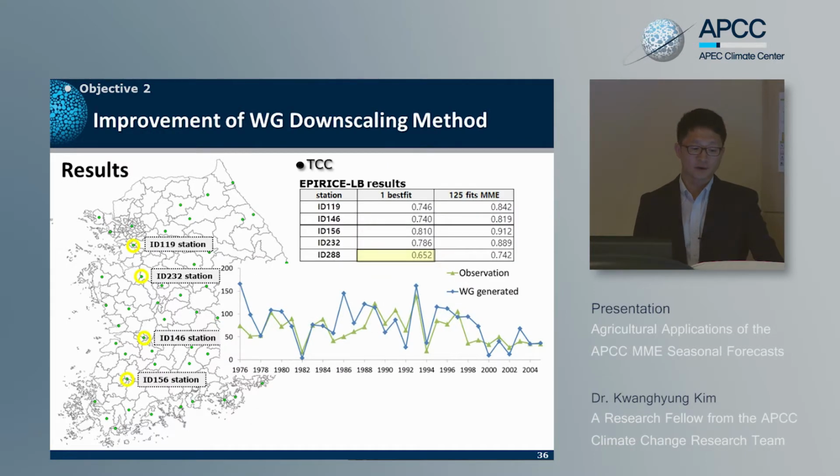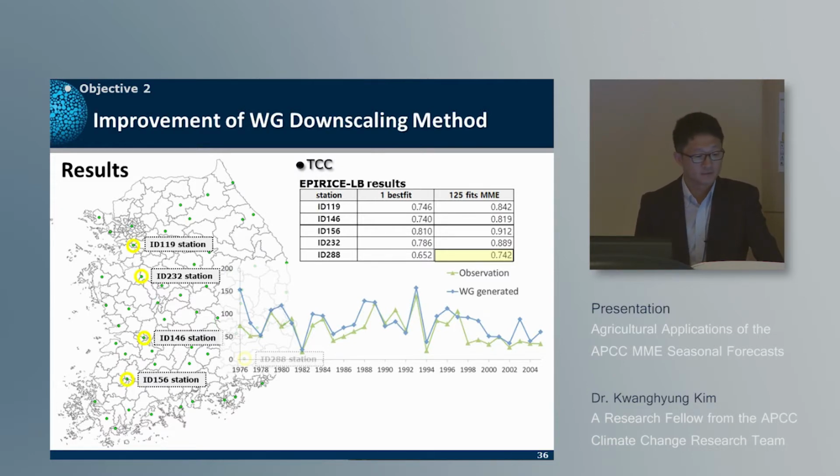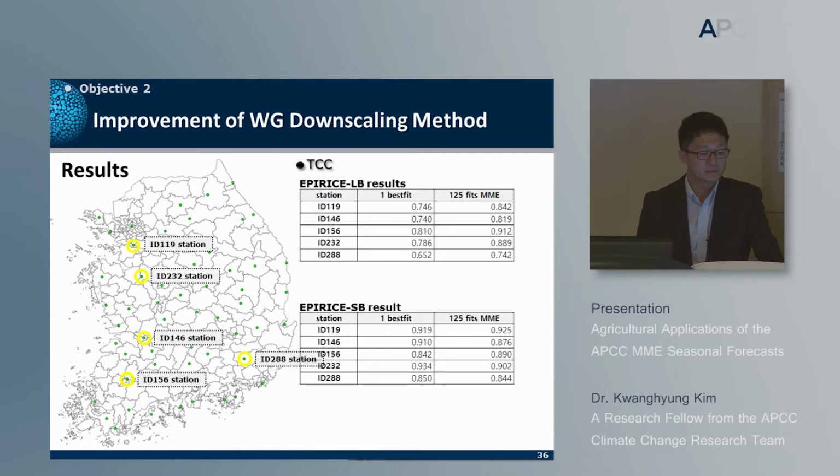Just looking at the temporal graph for one selected station's data, you see the difference as well, like this. As for the EPIRICE SB, the MME similarly gives better results. Although we didn't show it here, there were some modifications introduced like bias correction and relative humidity estimation, because the seasonal forecast data doesn't have relative humidity for this disease model. So we had to estimate. And many of them contributed, even a little bit more, to improve the downscaling performance.